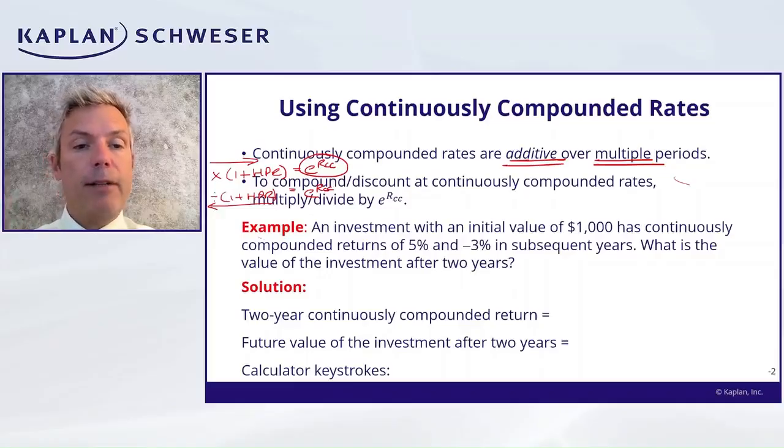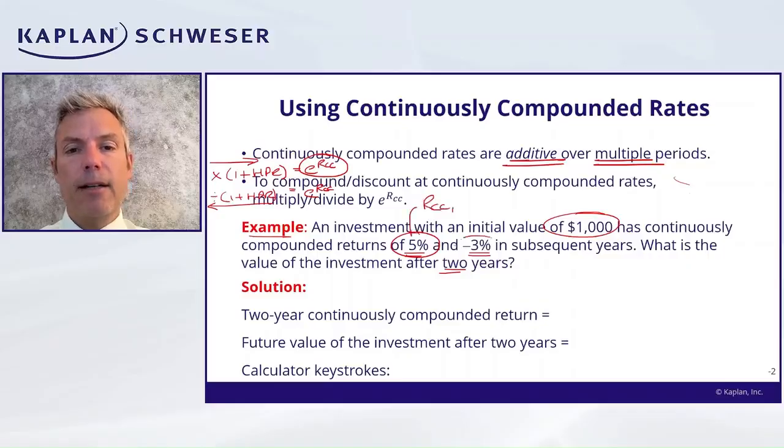Okay, so have a look at this example here. An investment with an initial value of 1,000 has continuously compounded returns of 5% and 3% in the next 2 years. What's the value of the investment after 2 years? Now be careful. These are quoted continuously compounded returns. They're not what you actually earn. So this is like RCC1 and this is RCC2. So be careful with these.